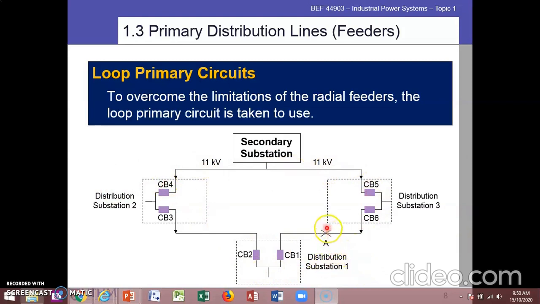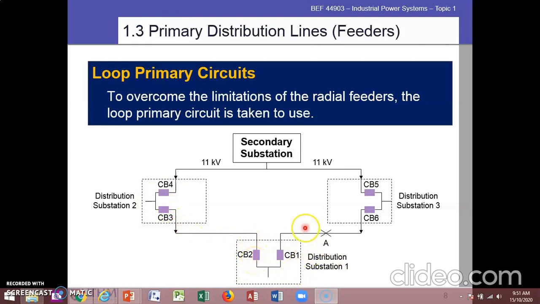Okay, when a fault occurs at A, here, we can see that CB is for circuit breaker. So when a fault happens at point A, circuit breaker 6 and circuit breaker 1 will open. That means there is no supply connected here. So distribution substation 2 will get the supply from the secondary, from circuit breakers 4 and 3. And distribution substation 1 still gets the supply from the interconnection between CB3 and CB2.